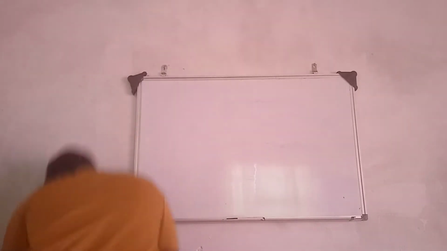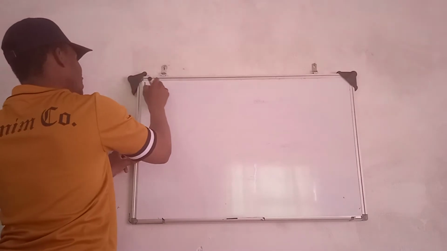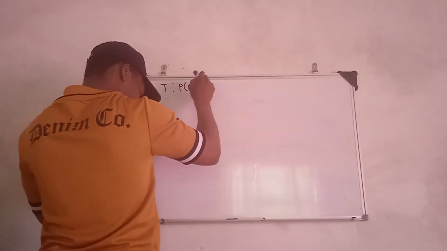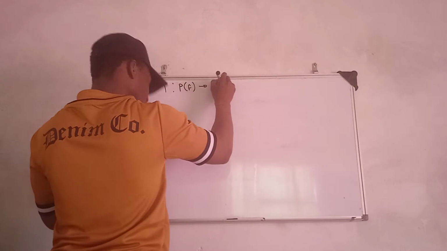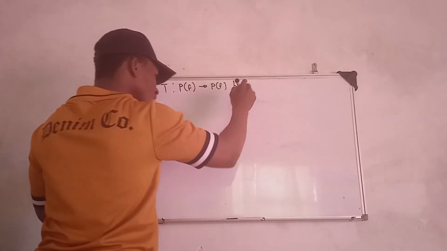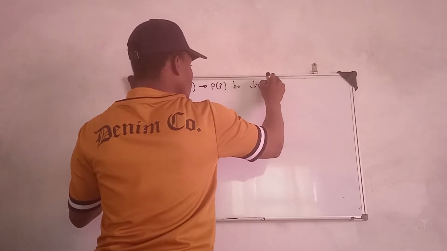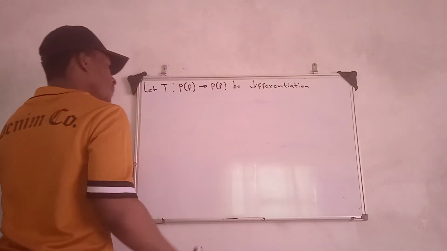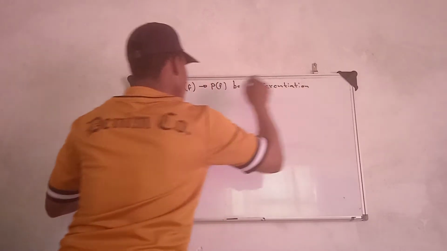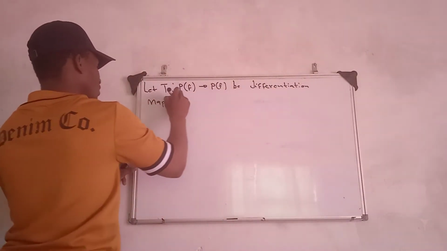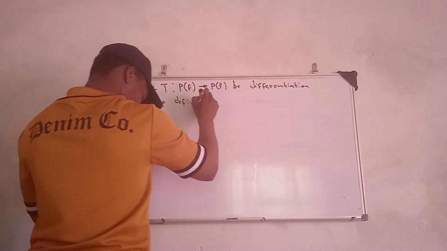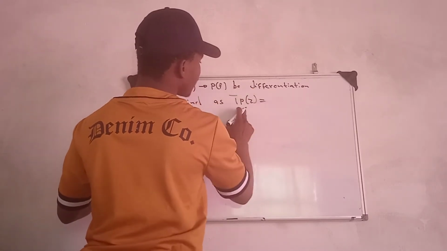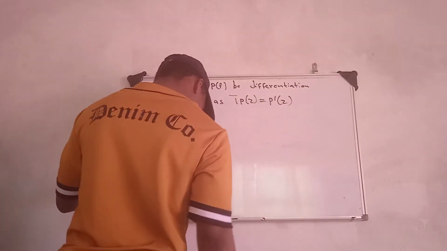Example. Let T from P(F) to P(F) be a differentiation map, defined as T p(z), when we differentiate this, we get p'(z). This is what we are getting.